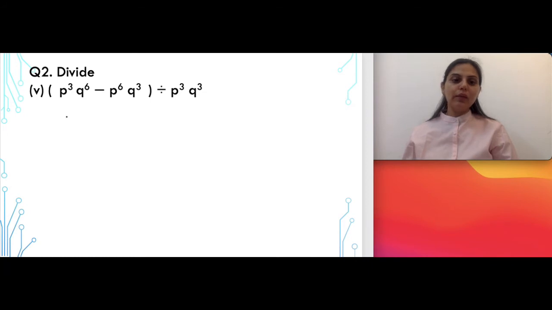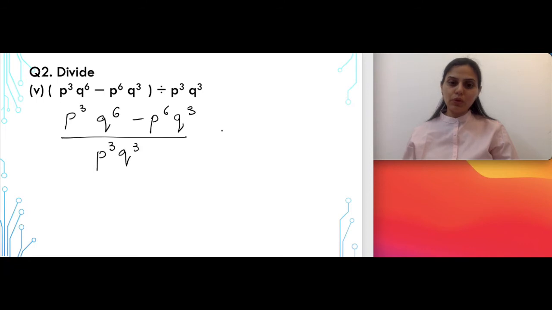Again, we write the given question in the fraction form. p cube q raised to power 6 minus p raised to power 6 q cube, whole divided by p cube q cube. Now, from the numerator, if we compare the powers of p, the smaller power of p is p cube. So let's take out that common. And if we compare the powers of q, q cube is common.